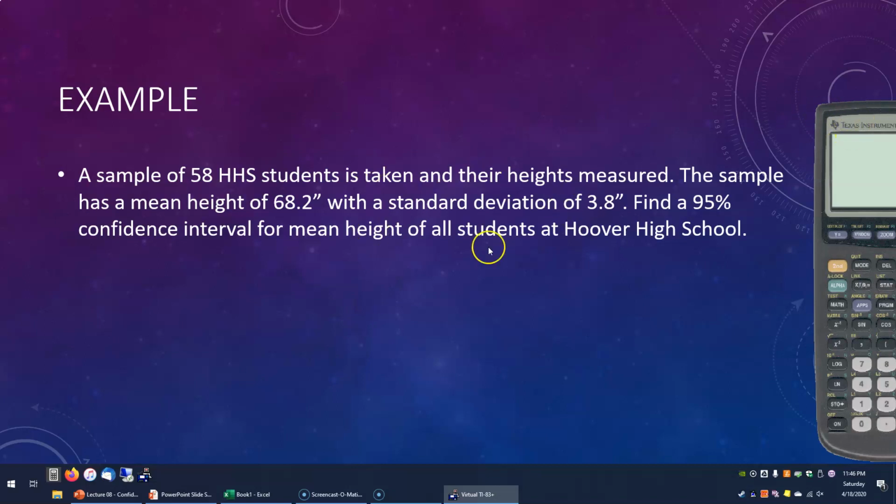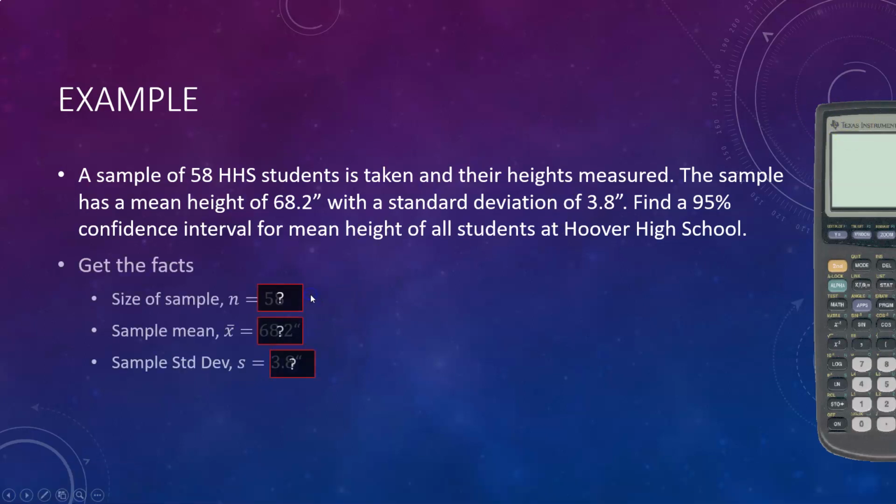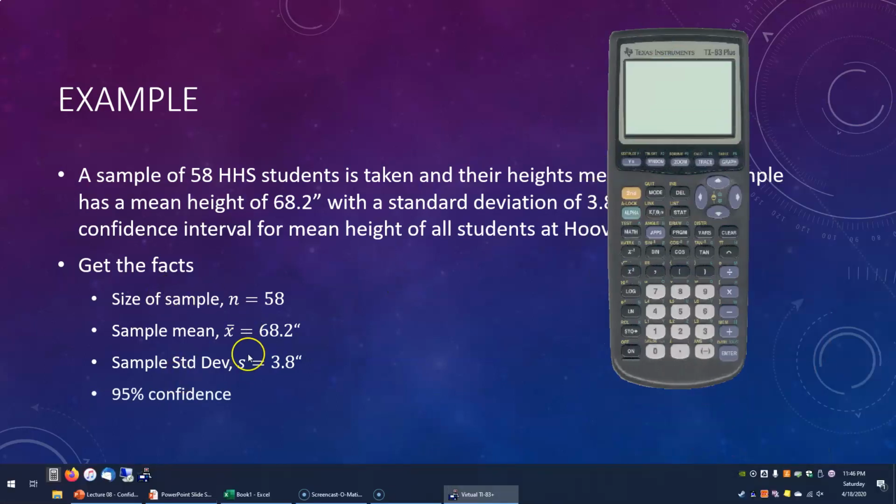There are 4 pieces of information that you need. The size of the sample, which we call n, how many students were in the sample. What was the mean of that sample? And the standard deviation of the sample, s. And then the last fact is that it's a 95% confidence interval. So these are the facts that we need to estimate the mean height of all students at Hoover High School.